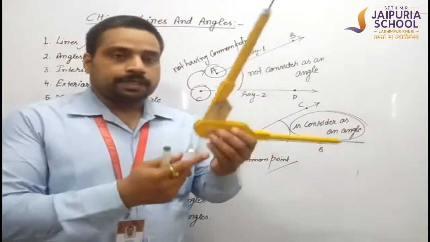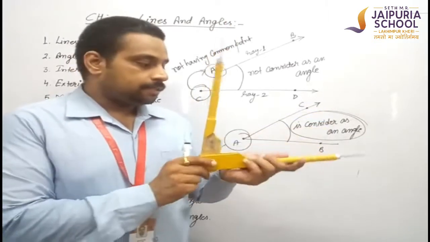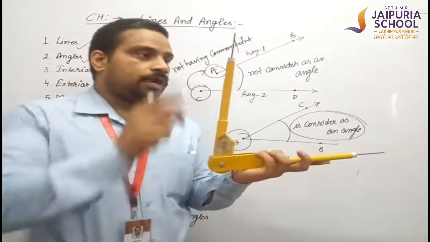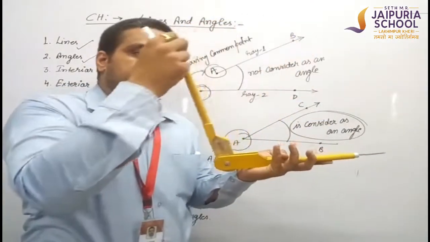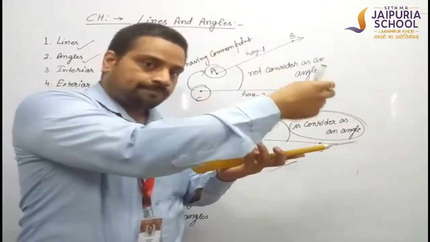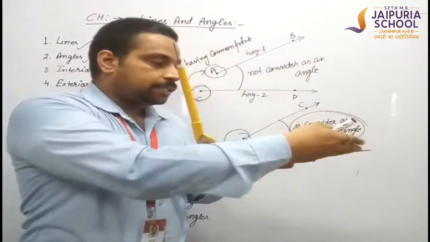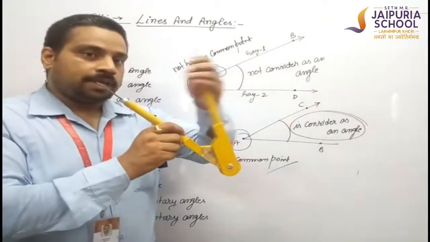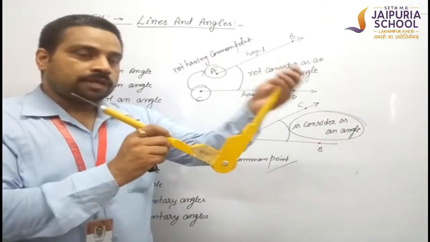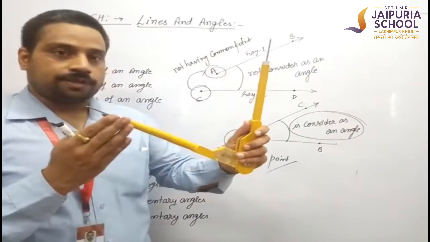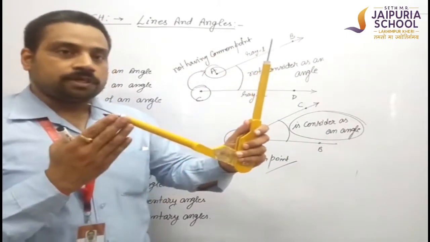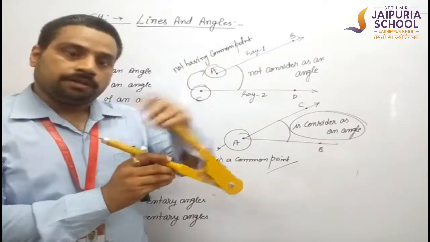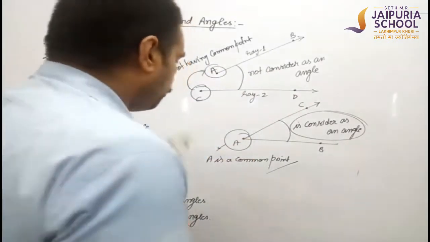So here you will see that this is a fixed point and this is one ray, this is the second ray. If I fix this ray and take the movement of this ray, this becomes the terminal ray and this becomes the fixed ray. If I fix this one and take the movement of this ray, then this is the terminal ray and this is the fixed ray. The fixed ray is called the initial ray and the ray which is moving is called the terminal ray. I hope this is clear to you.